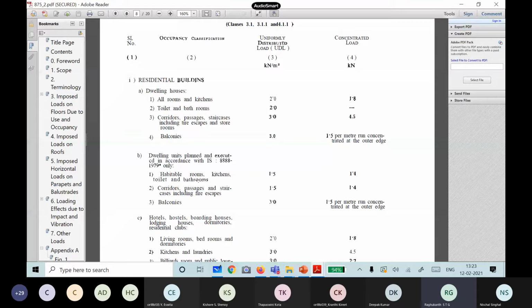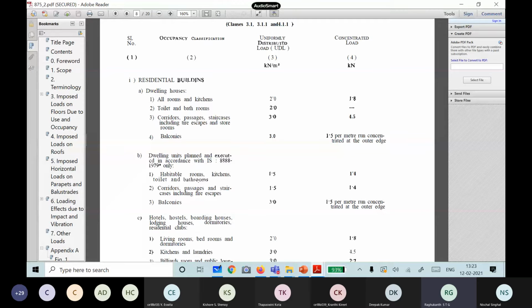So the code says UDL, but for dead load they don't specify that you have to model it as a UDL only. When it comes to imposed loads, our code clearly mentions you model the imposed load as a UDL and do the calculations, then model the load as a concentrated load, apply it at critical locations, and do the calculations. Whichever governs, you follow it, for more safety. So this is how it gives.